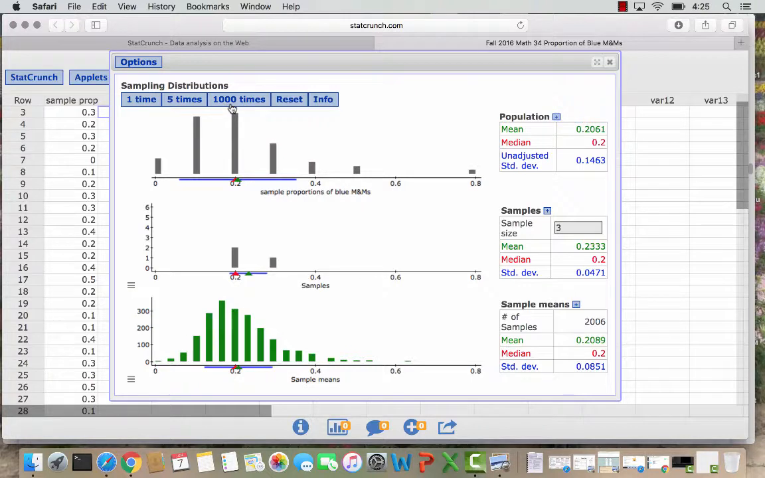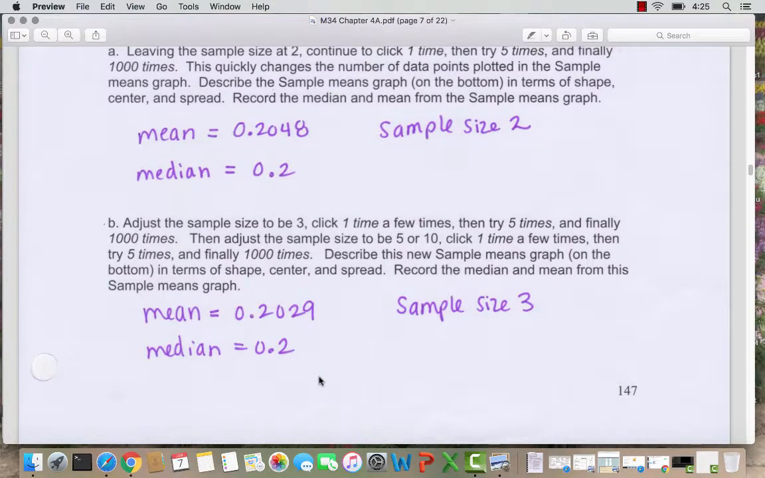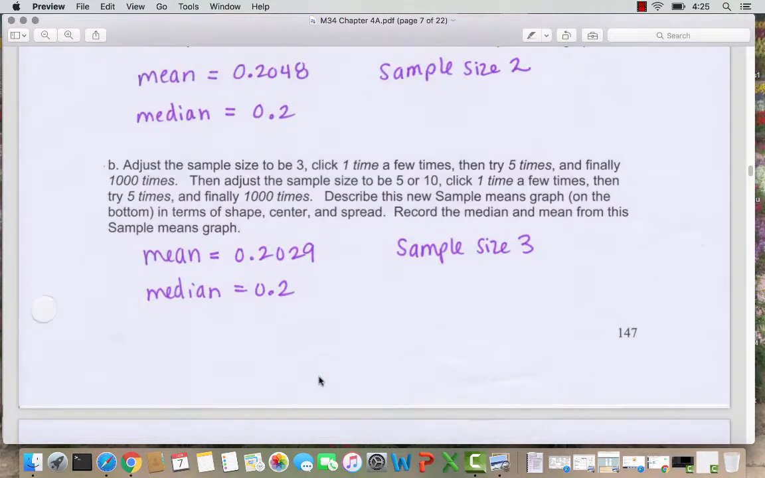So now we've got 2,006 different sample draws of size 3. And here's the mean that we got here. If you compare this to what I recorded here, it's a little bit different, but still in the same range. And that's due to variability in sampling and the data set that I was using. These came from different groups of students sampling M&Ms.